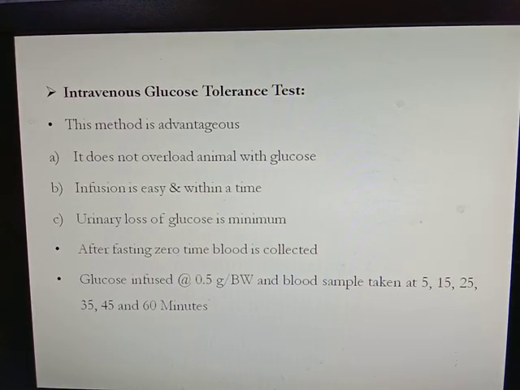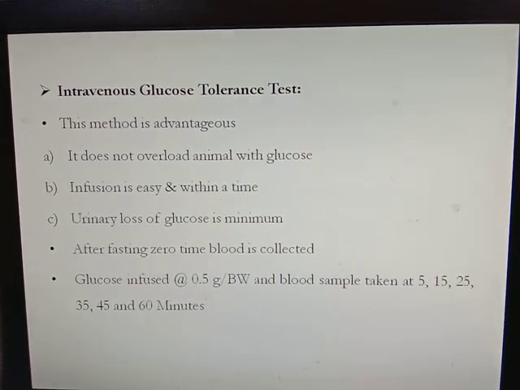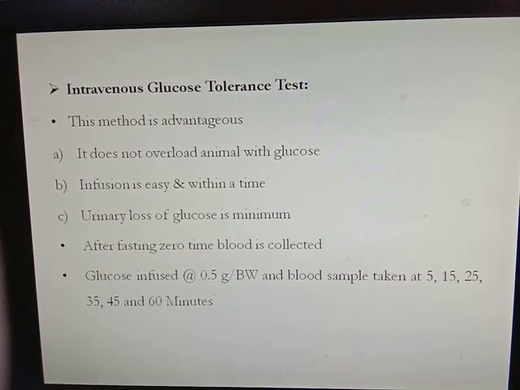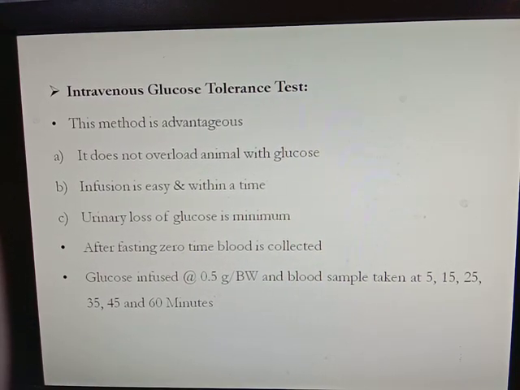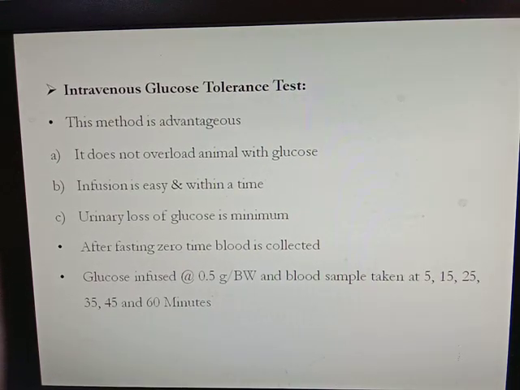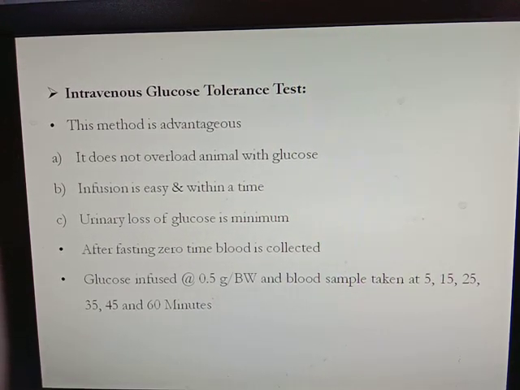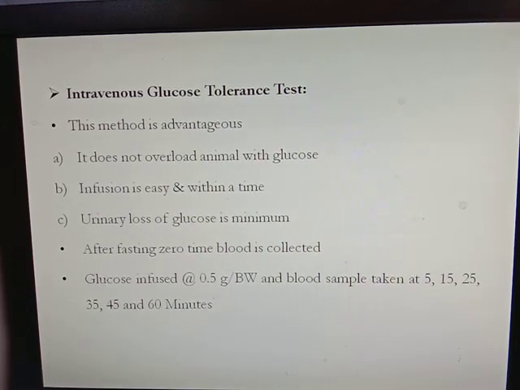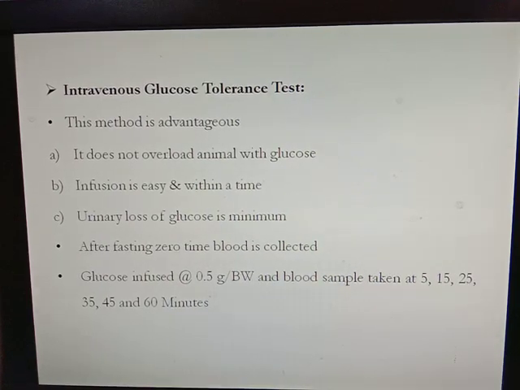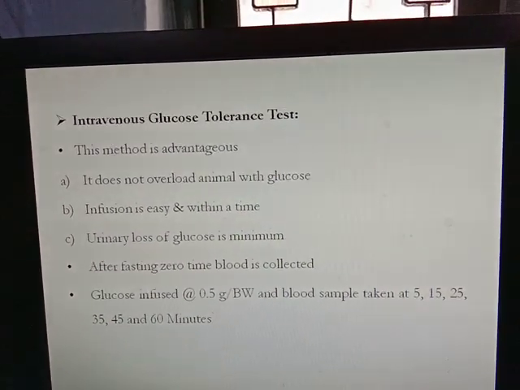So after fasting for 16 to 24 hours, the 0 time blood is collected, then glucose is administered intravenously to the animal at 0.5 gram per kg body weight, and blood samples are taken at 5 minutes, 15 minutes, 25 minutes, 35 minutes, 45 minutes and 65 minutes, and then these samples go for the estimation of blood glucose concentration.